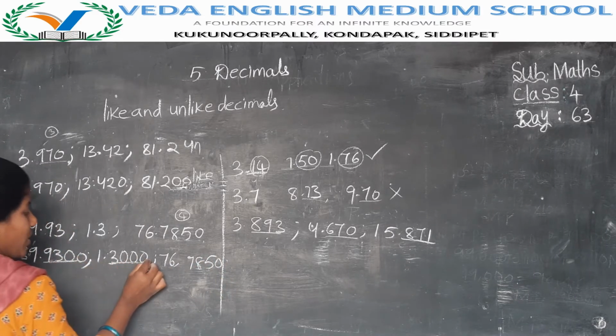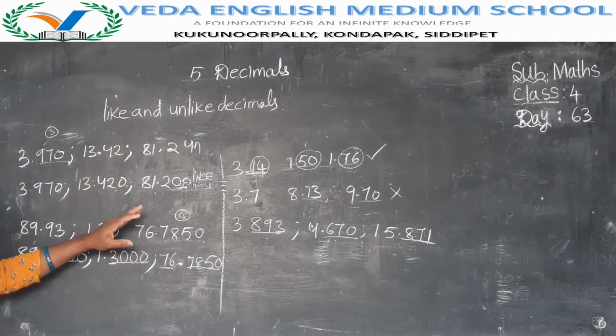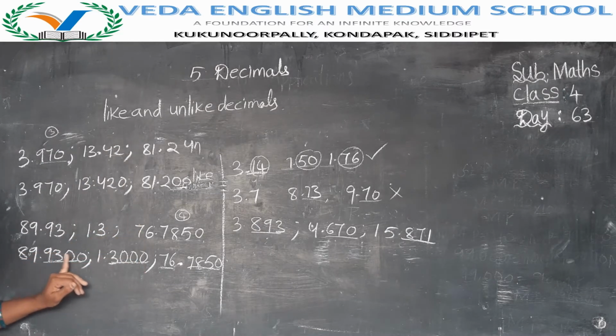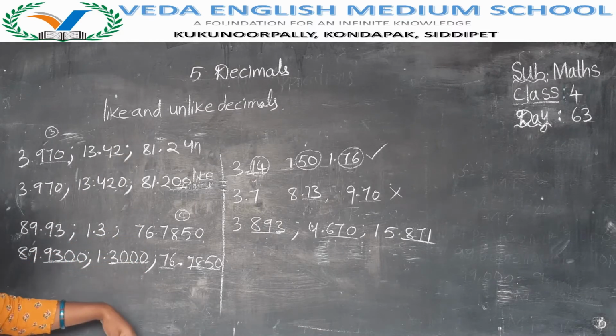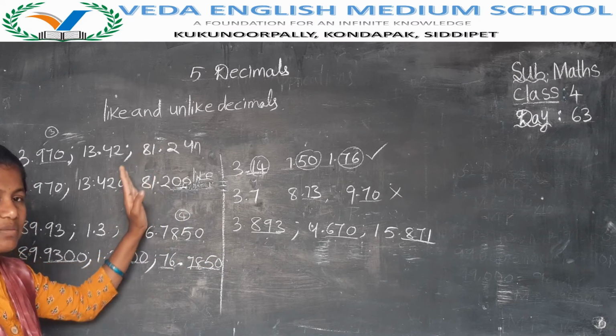Only in the decimal part you have to count. Don't go for the whole number part because our chapter is decimals only. Since we are learning about decimals, you should count only the decimal places. It is about like decimals, unlike decimals, and how to convert unlike decimals into like decimals.